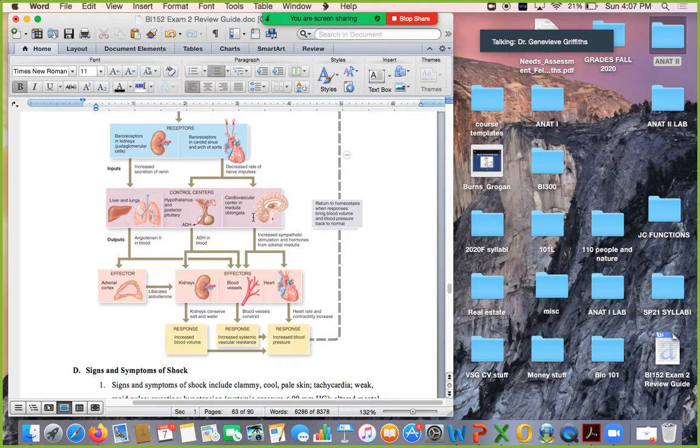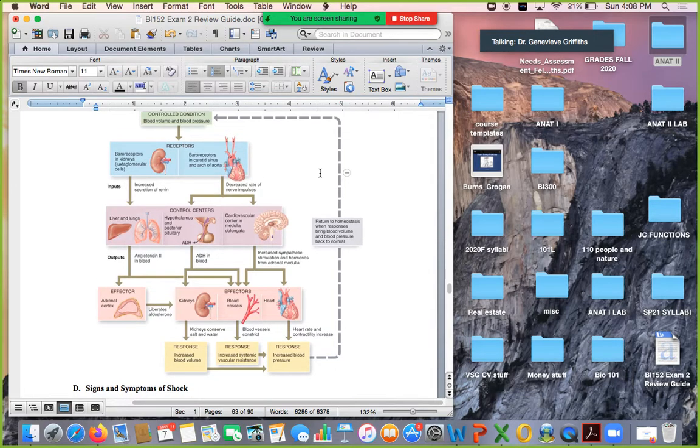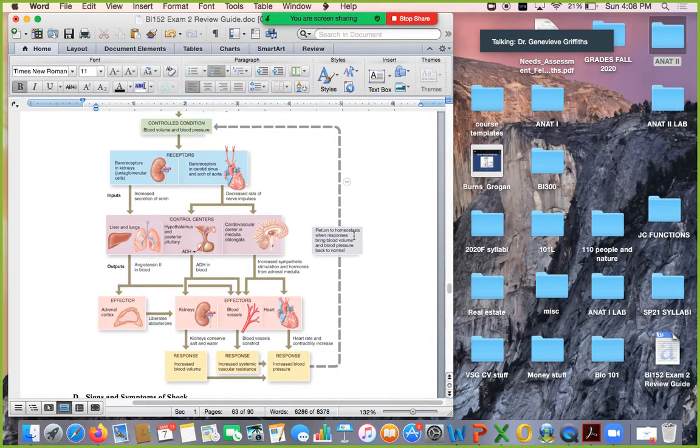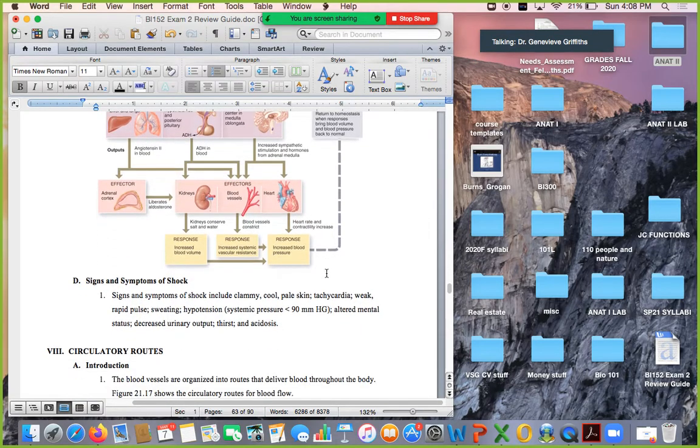So additionally, the cardiovascular center from the medulla oblongata can lead to increased sympathetic stimulation and hormones released from the adrenal medulla, leading to increased heart rate and contractility, leading to increased blood pressure. So hopefully all of these can restore homeostasis. Unfortunately, for something like hypovolemic shock, we probably are going to have a hard time returning to homeostasis until we actually have some sort of medical intervention. So this might be something that's going to continue to try, but never actually restore homeostatic conditions.